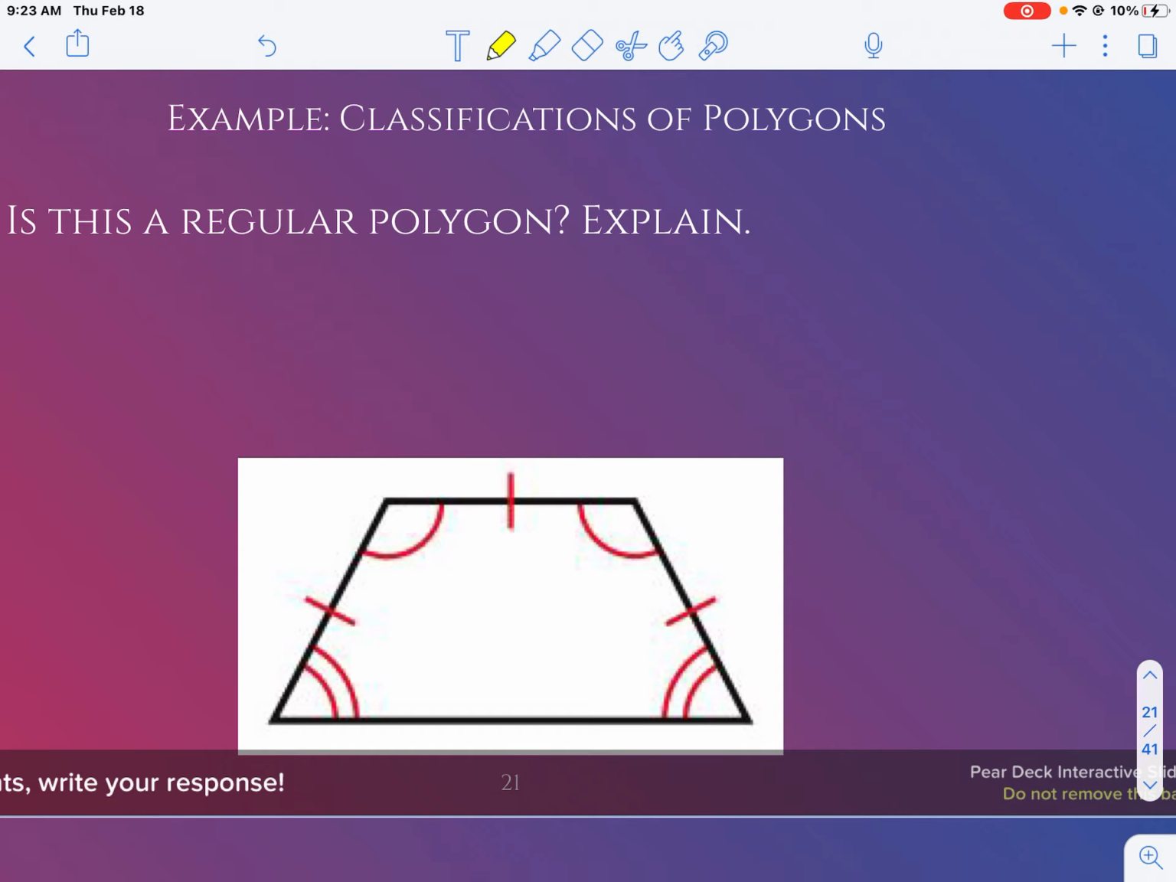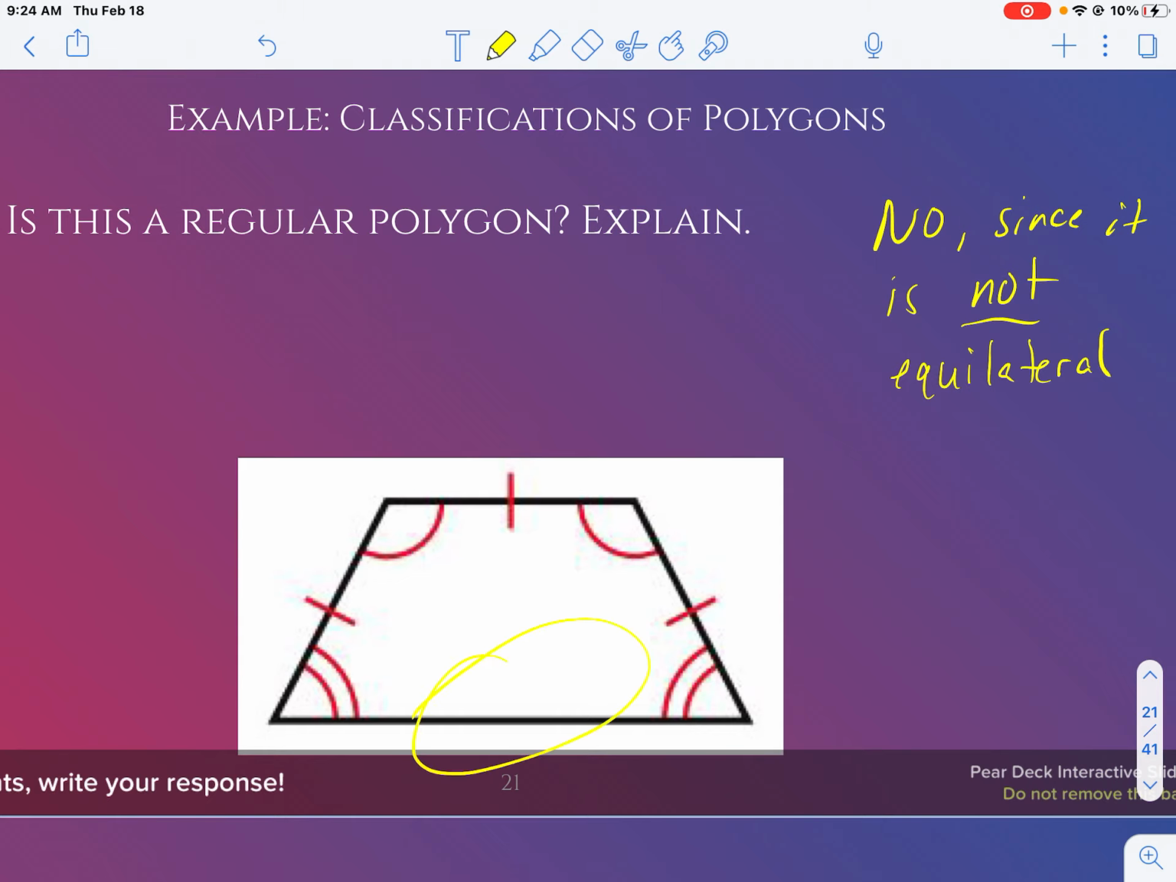Look at this next one. Is this a regular polygon? Well, I think it's pretty easy to see that no, since it is not equilateral. This side down at the bottom is not the same as all the other ones. So it can't be regular because it's not equilateral. You could say it's not equiangular too, since all the angles aren't congruent. But one of those would suffice to make it not regular.